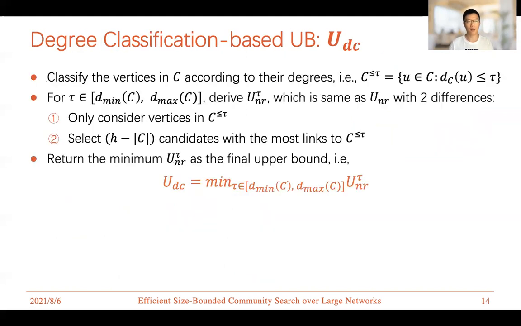The next upper bound is the degree classification-based upper bound. It classifies the vertices in C according to their degrees. C tau contains those vertices in C whose local degree is no larger than tau. For each tau value, we derive UNR tau, which is the same as UNR with 2 differences. It only considers vertices in C tau, and it selects this number of candidates with the most links to C tau. Finally, it returns the minimum UNR tau as the final upper bound.